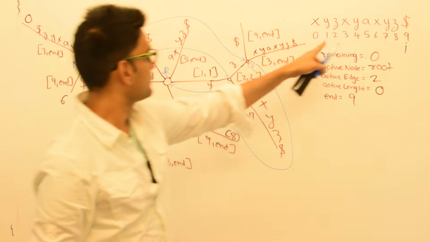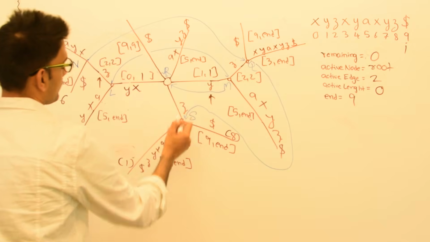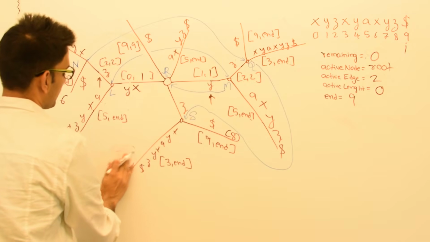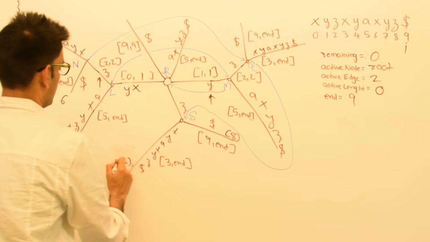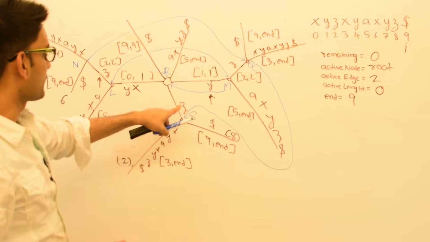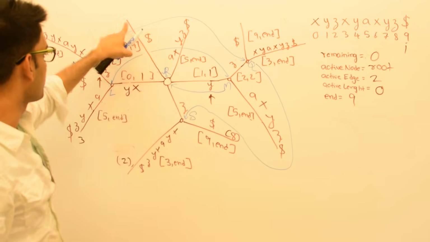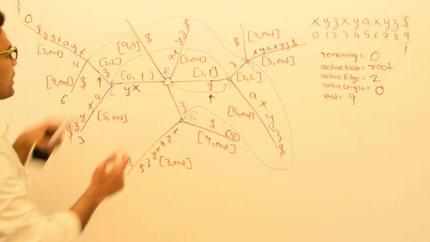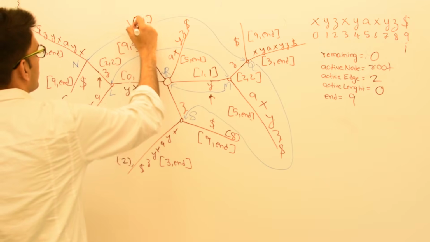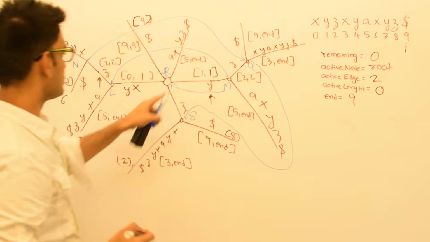So this path is 1, 2, 3, 4, 5, 6, 7, 8. So 10 minus 8 is 2, representing this suffix. And then we have covered everything on Z, so we move in the direction of $. So this is 1, so 10 minus 1 is 9. So this suffix starts from 9.